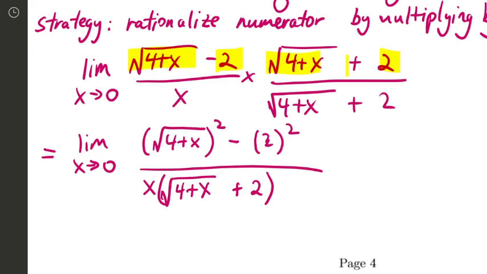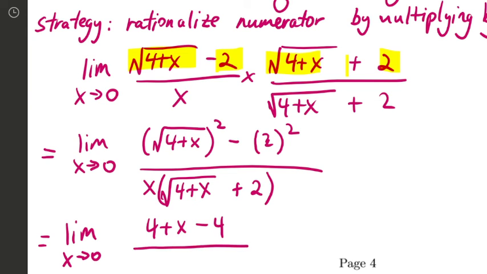Now, are there things I can simplify? Absolutely, right? I can simplify this even further. So I'm going to have the limit as x approaches 0 of the square root of 4 plus x squared. The square root and the squares cancel, so I have 4 plus x, minus 2 squared, which is 4. So minus 4, divided by x. I'm going to leave the x as is, times the square root of 4 plus x. The reason why we don't expand the bottom is because we're looking to see if maybe we could simplify things first from the top. So it looks like I can, right?